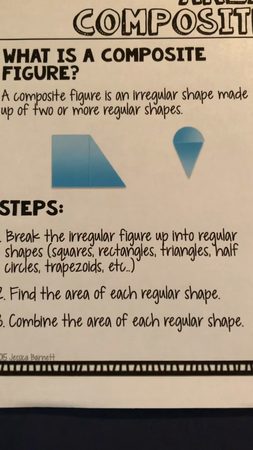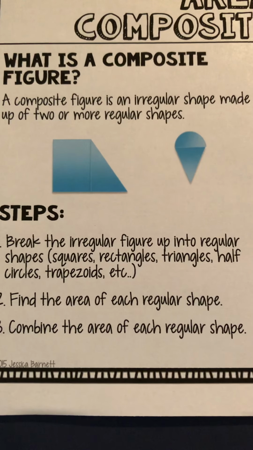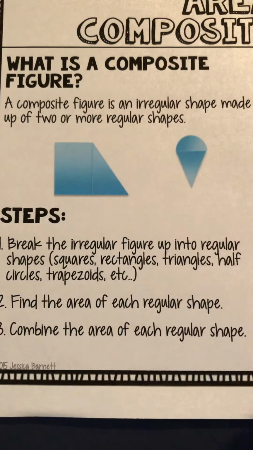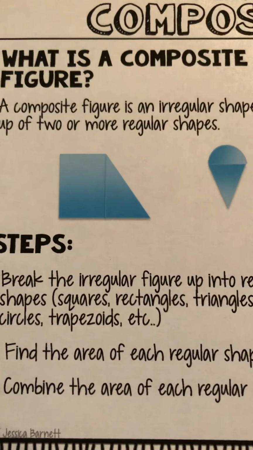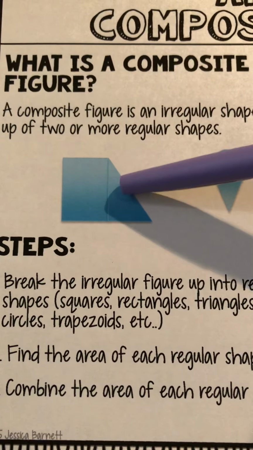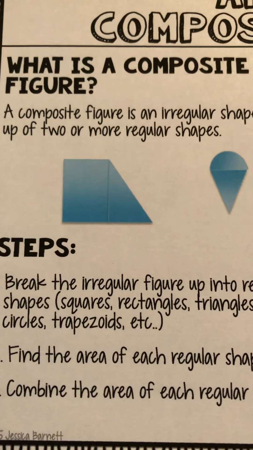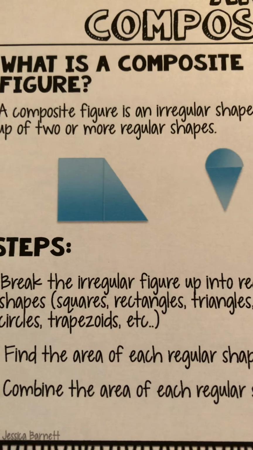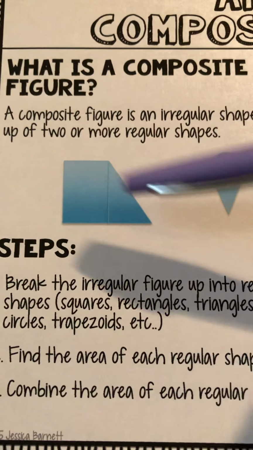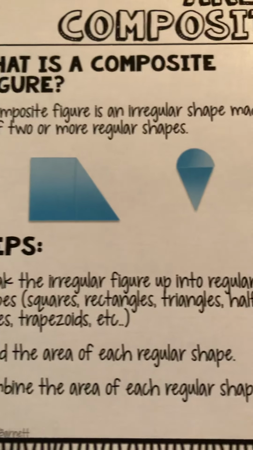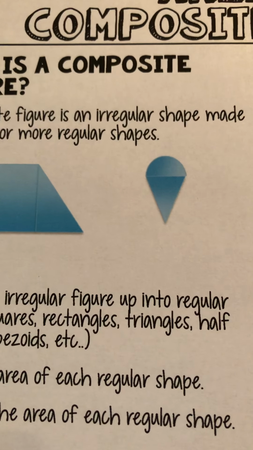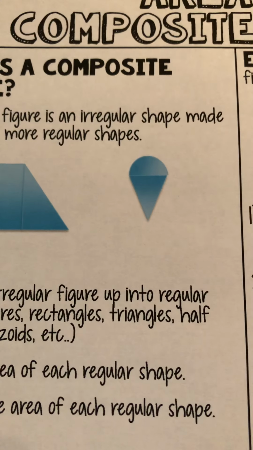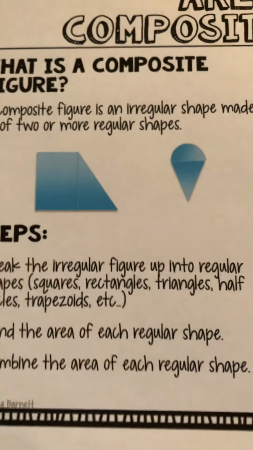A composite figure is an irregular shape made up of two or more regular shapes. So here we have, maybe if I go a little closer, you can see there is a rectangle here and then a triangle here, right? Together, the rectangle and the triangle make a parallelogram because it has one pair of parallel sides. And then look, it looks like an ice cream cone, but it's really made up of a triangle and a semicircle, a half circle. Okay, so those are both composite shapes.